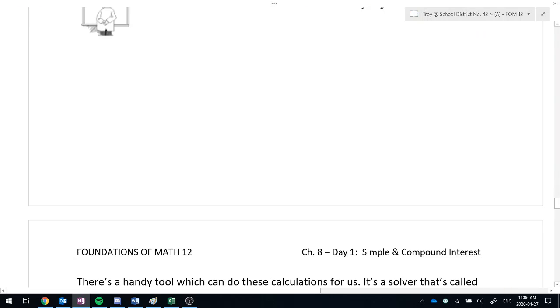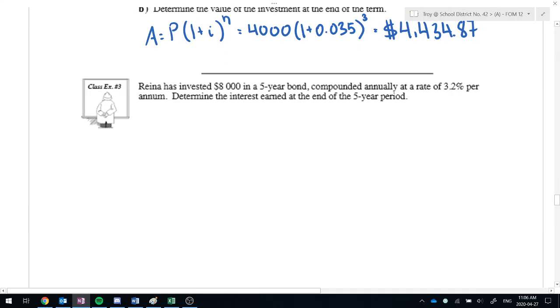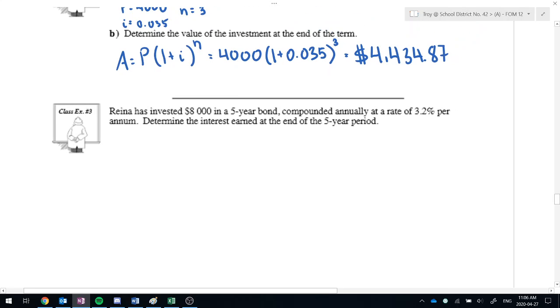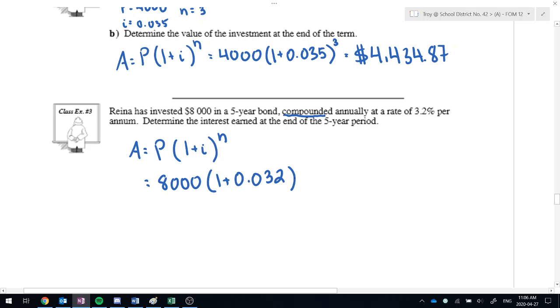Last one we're going to do for today. Rena invested $8,000 in a 5-year bond, compounded annually at a rate of 3.2% per annum. Determine the interest earned at the end of the 5-year period. So again, it's compound interest, we know, because it's using words like compounded. P times 1 plus I, all to the power of n. So our principal value this time is 8,000. The interest rate is 0.032, and it's 5 years, so we raise that to the power of 5.